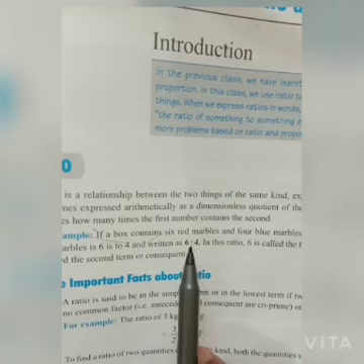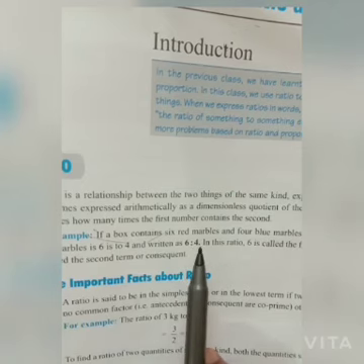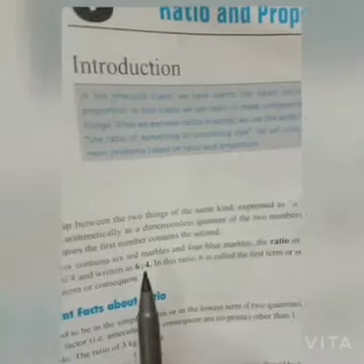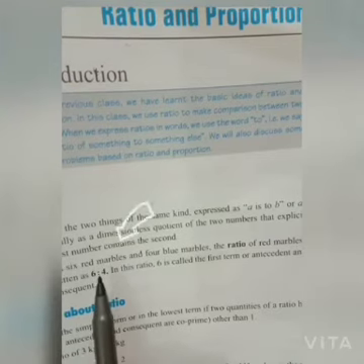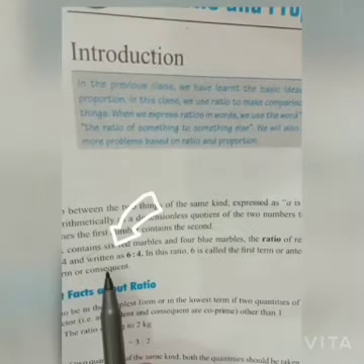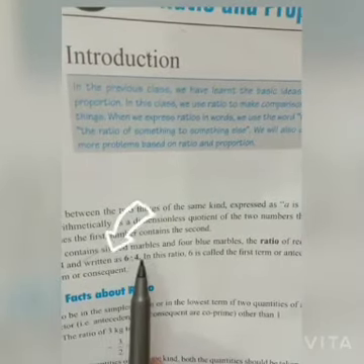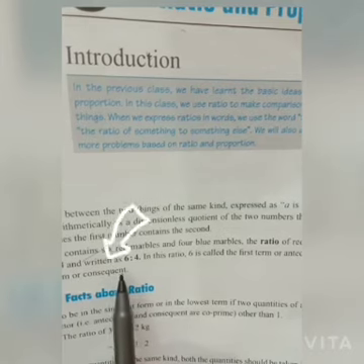First, suppose 6 ratio 4. What is the meaning? In 6 ratio 4, 6 is called the antecedent and 4 is called the consequent. The first one is the antecedent, the second one is called the consequent.